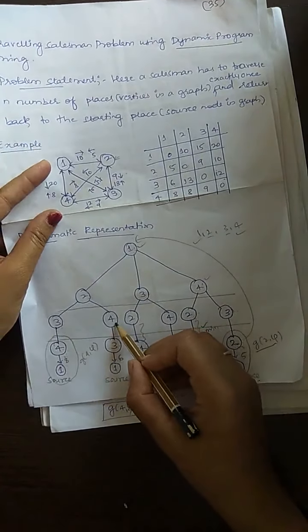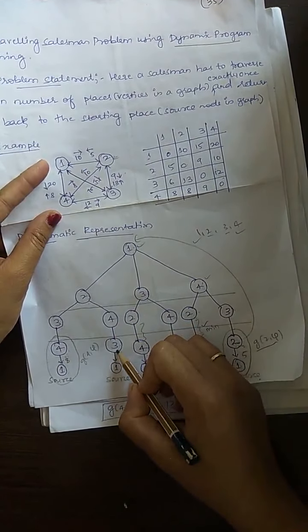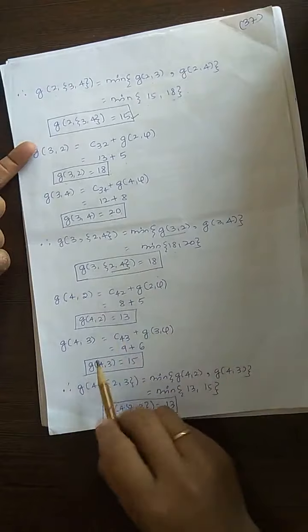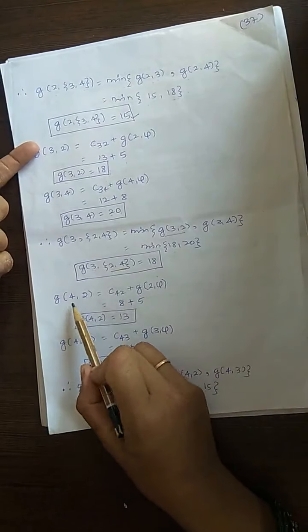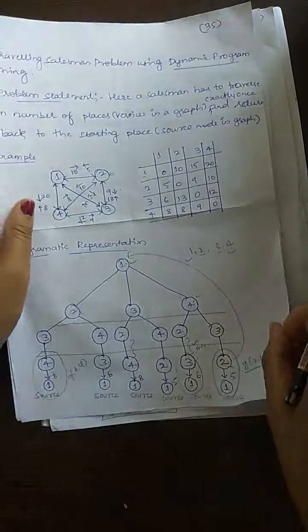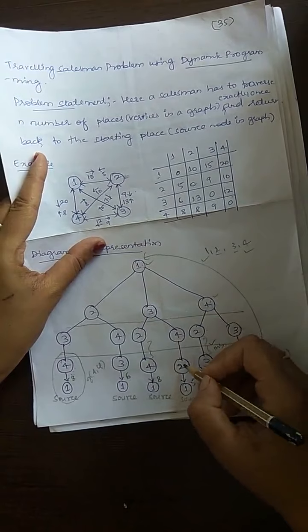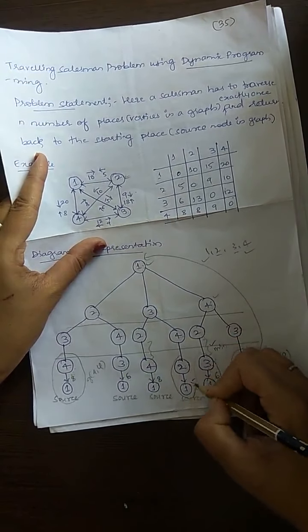Same with vertex number 4. From vertex 4, we can find out 4 to 2 or 4 to 3. Now from 4 to 2, that is C of 4 comma 2. What is the distance between 4 to 2, plus the remaining distance?